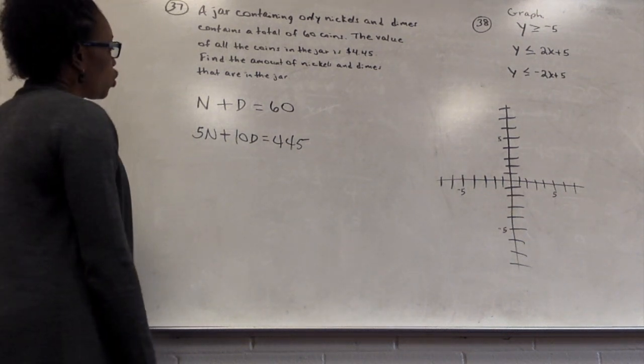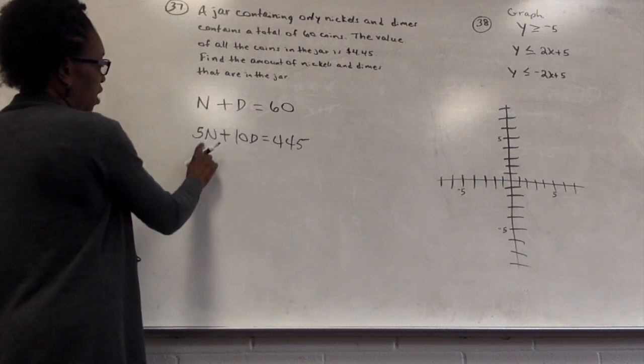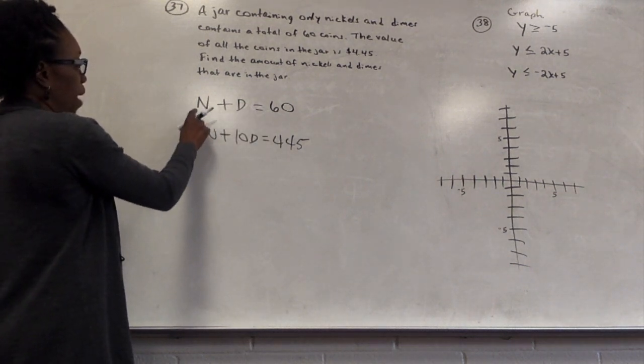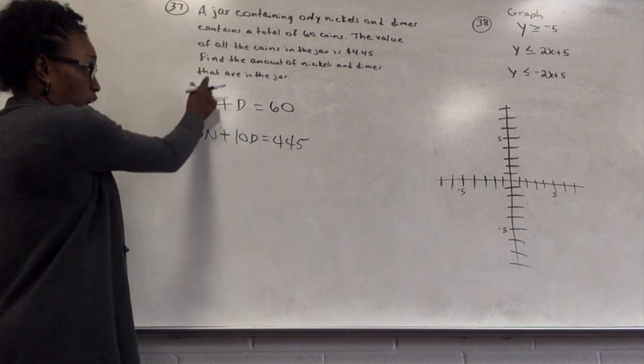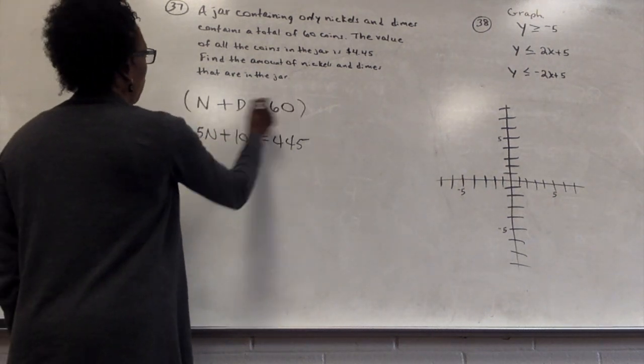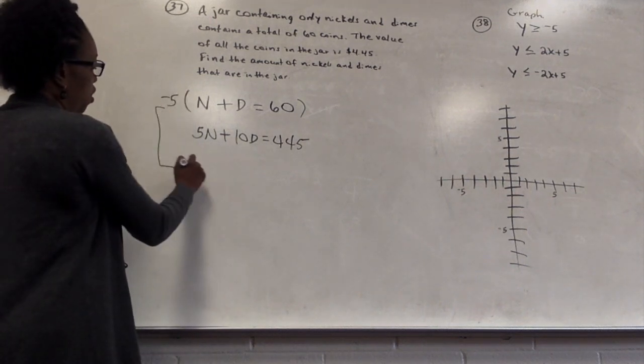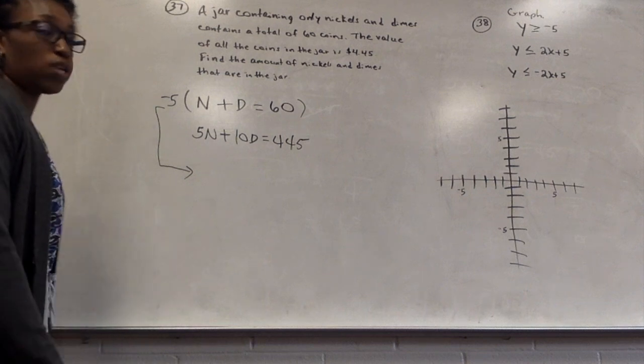So it's your choice which one you want to use. So I'm going to multiply here, okay, because I'm going to cancel out my nickels. So I'm going to multiply by a -5 so that these can become opposite each other. So I'm going to put all of this in parentheses and multiply by -5. And I'm just going to come down here and write the new equation.